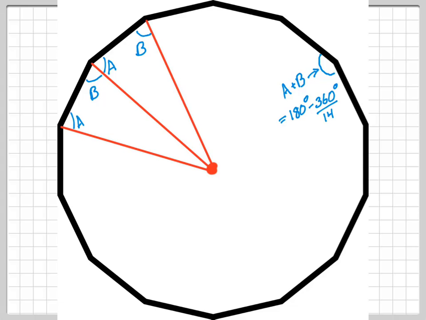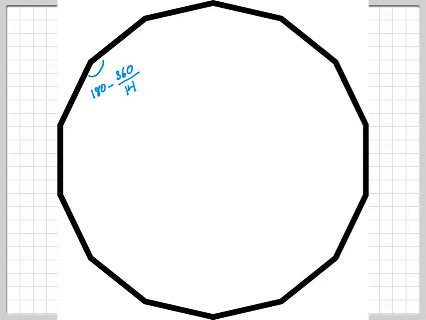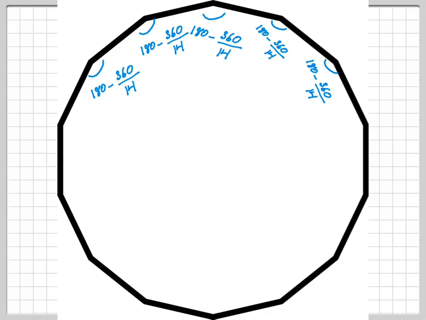So that A plus B is, like we found before, 180 minus 360 over 14. And so that means that we have 180 minus 360 over 14, 180 minus 360 over 14, and so on. I'm sure you're wondering how many times I'm going to write this out. I'll be honest, I just copy and pasted, and I didn't even do that all the way around. But this angle is being repeated.